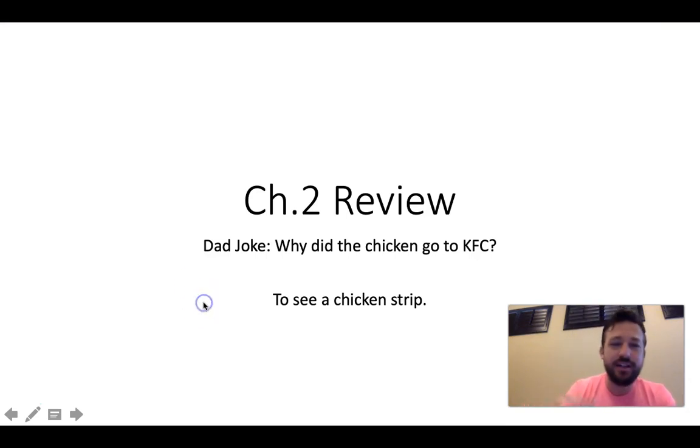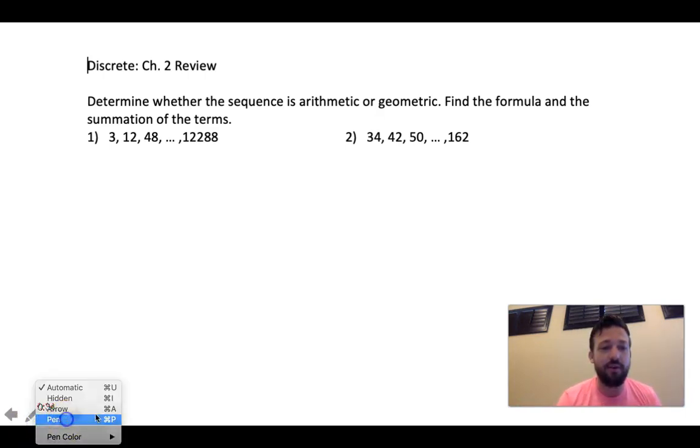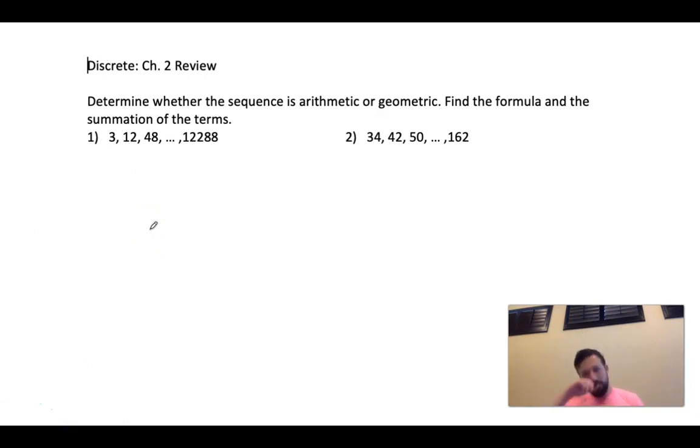We are just walking through the entire review that I made, okay? So if you haven't given it a try, go give it a try now. And here we go. It says determine whether the sequence is arithmetic or geometric, then find the formula and the summation of the terms. I will be using my calculator for certain things, just like I have been for all the videos. So here we go. Let's look at the first one here.